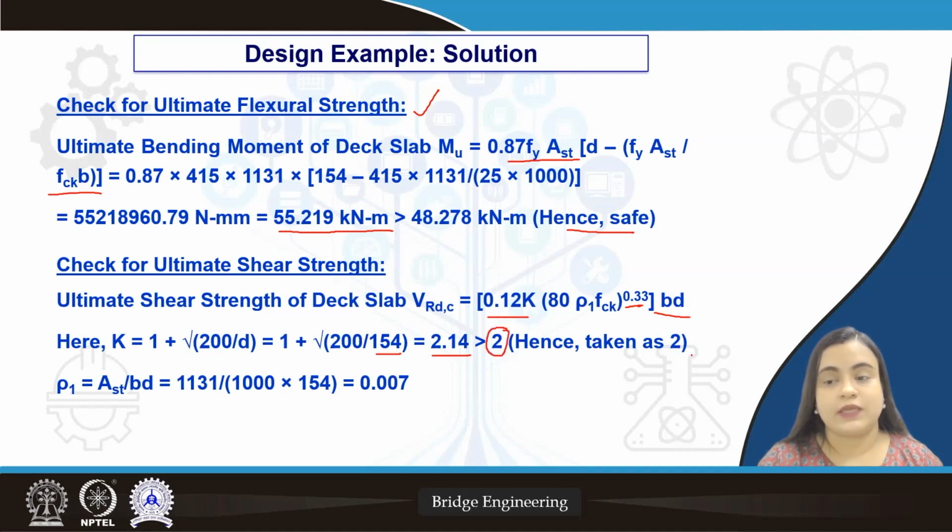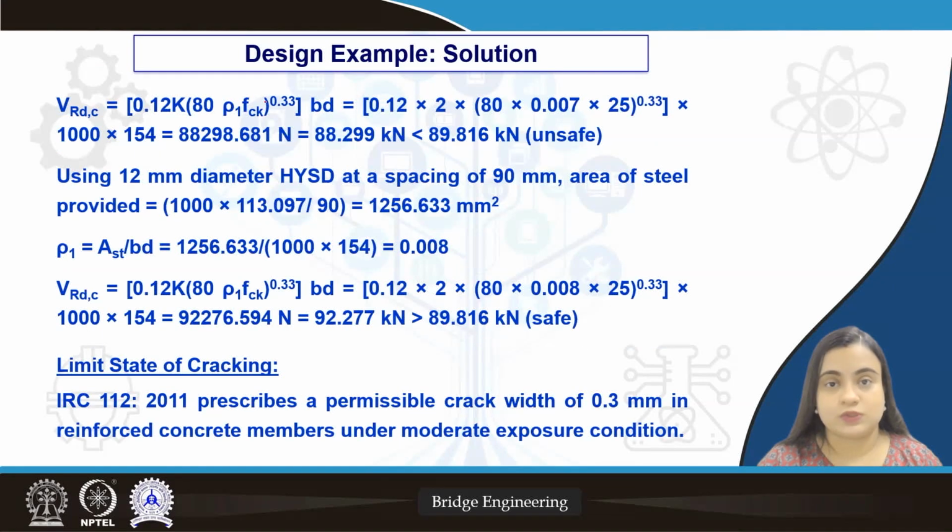So we can consider K to be 2 here, and rho 1 is the ratio of the main reinforcement along the short span direction, that is obtained as AST by bd, that is 1131 divided by 1000 times 154, that is equal to 0.007. So once we apply the magnitude of all the parameters in the expression, we can determine that the shear strength of the section is 88.299 kilonewton. So that is marginally unsafe because the ultimate shear force in the section is 89.816 kilonewton.